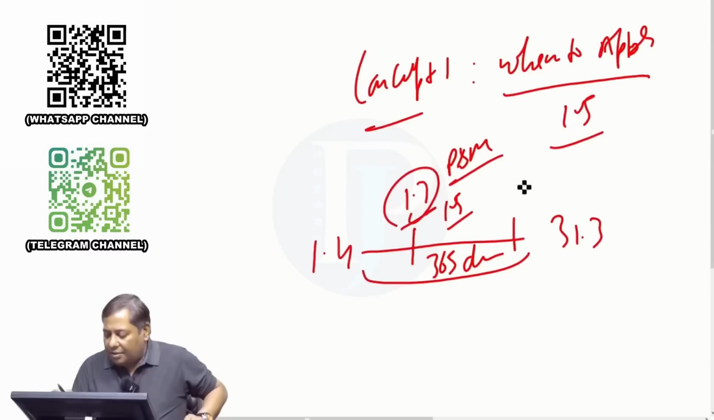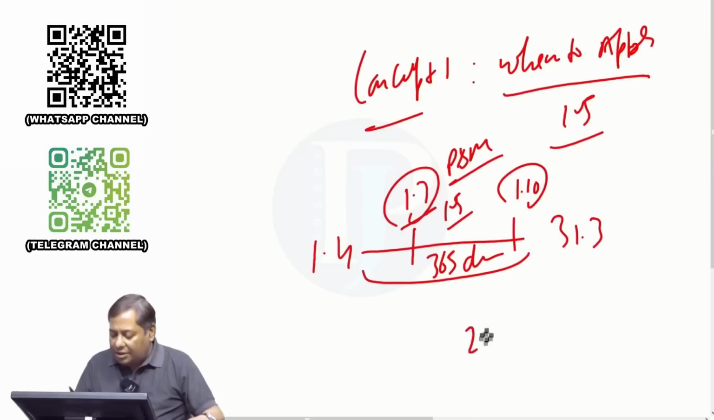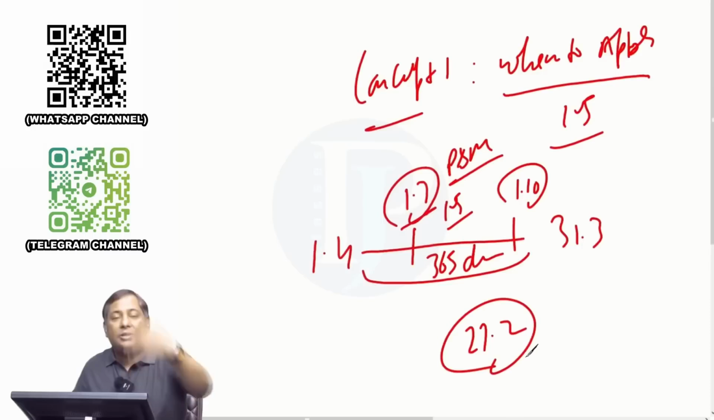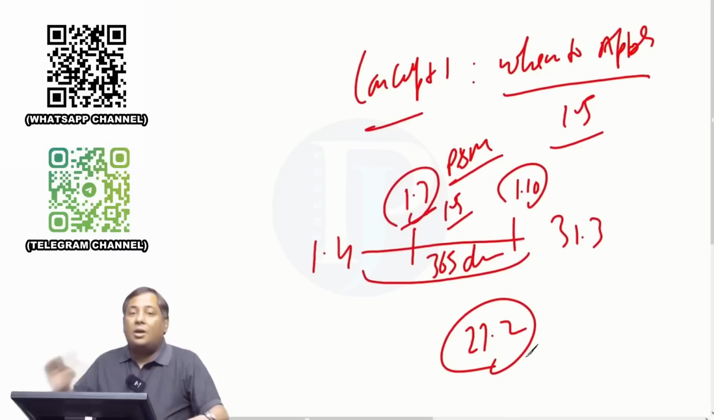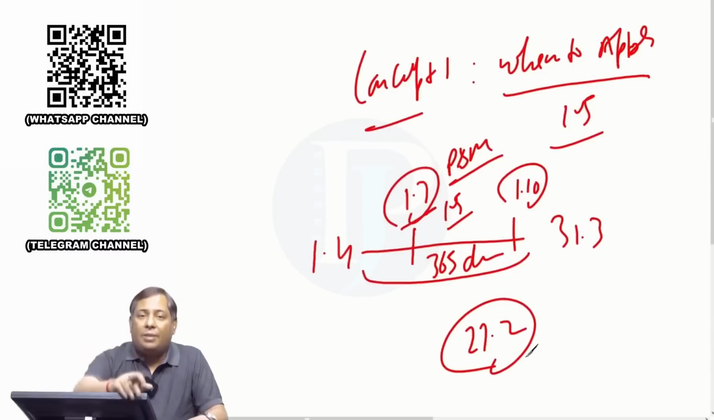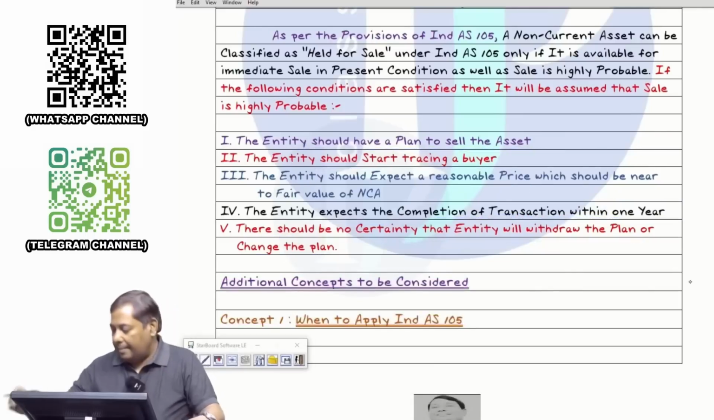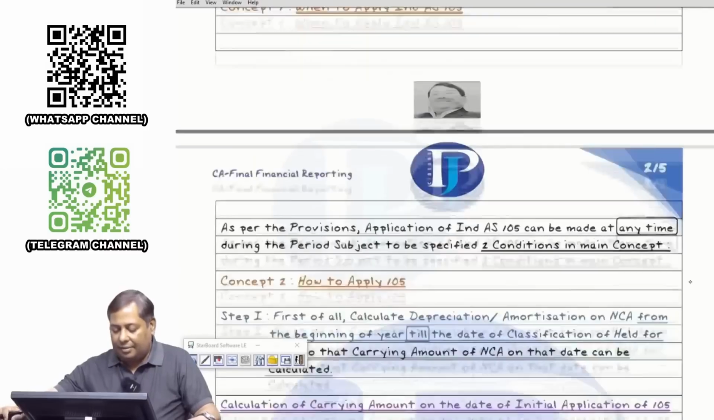If your conditions are fulfilled on October 1, then put it on 1st October. If your condition is fulfilled on 27 February, then put it on 27th. Any day you fulfill these conditions, the application of 105 will start. Okay? At any day during the period. First concept I explained. Look at this. This is our first concept: when to apply AS 105.